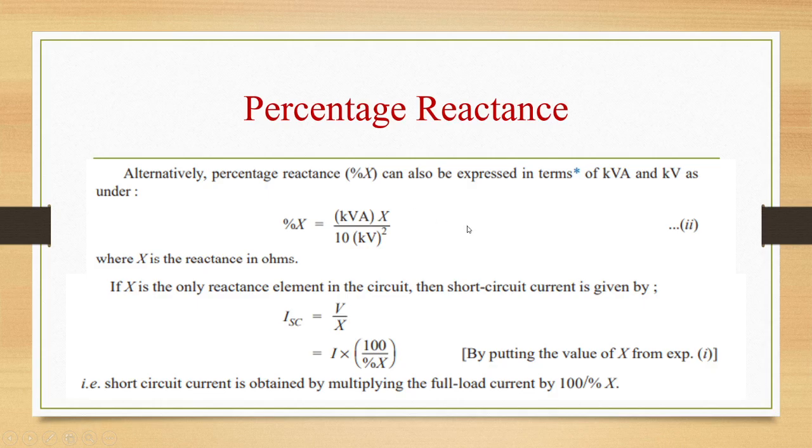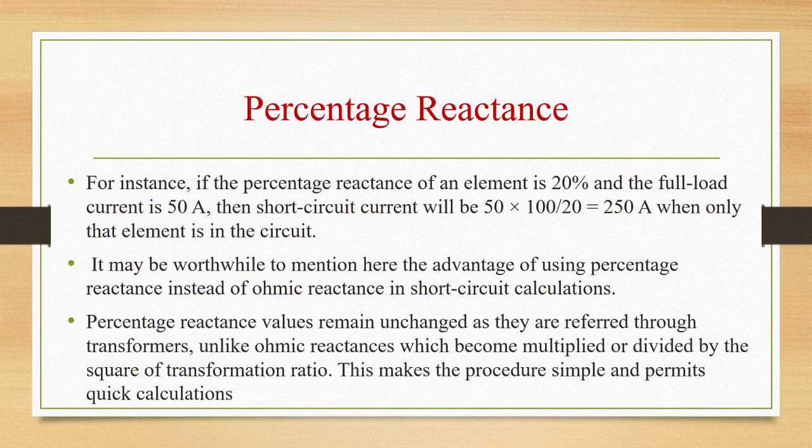If X is the only reactance element in the circuit, then short circuit current is given as ISC is V by X, that is I into 100 by percentage X. So short circuit current is obtained by multiplying the full load current by 100 by percentage X. For instance, if the percentage reactance of an element is 20% and full load current is 50 amps, then short circuit current will be 50 into 100 by 20, that is 250 amps, when only that element is in the circuit.